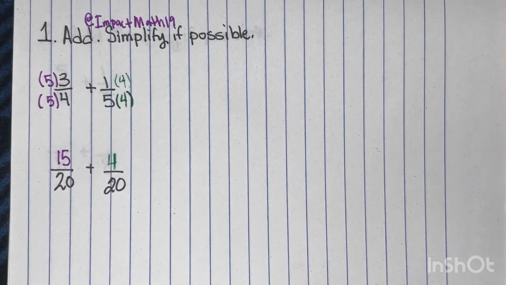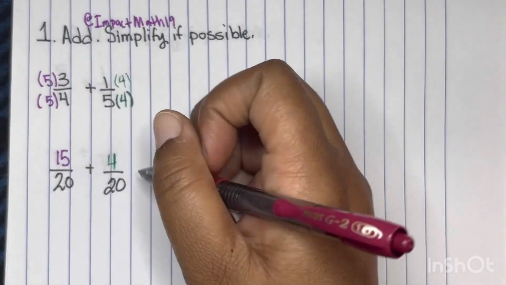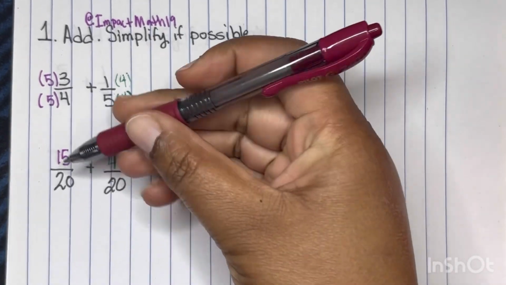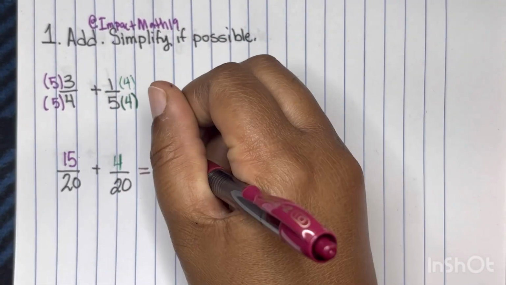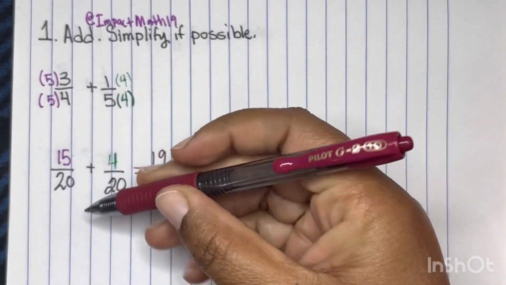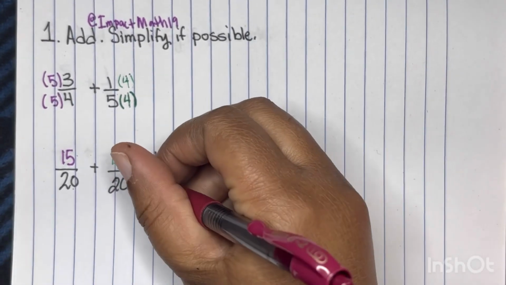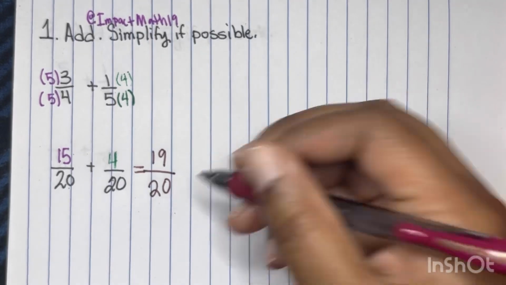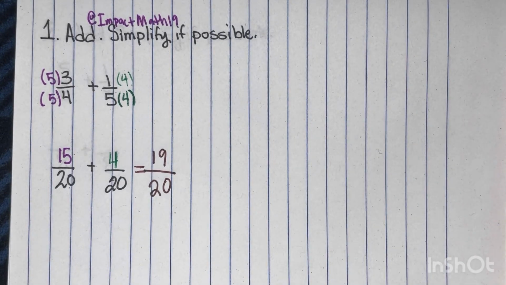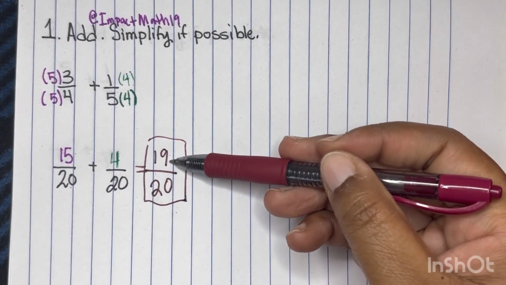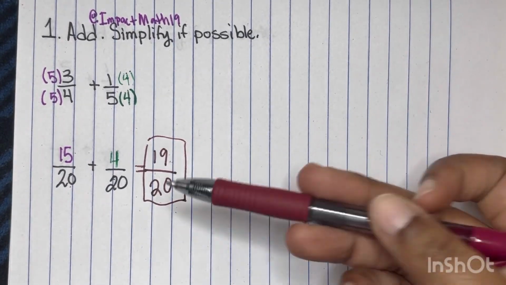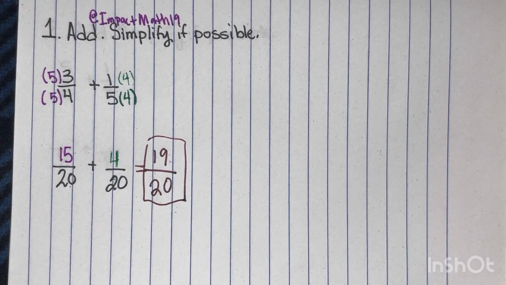Okay. So now, whenever we're adding fractions, we add the numerator, the tops. 15 plus 4 is 19. And our denominator stays the same, which will be 20. So 19 over 20 is our answer. We cannot simplify. 19 is a prime, odd number, and it's over an even. We're done. Alrighty, let's go to the next.